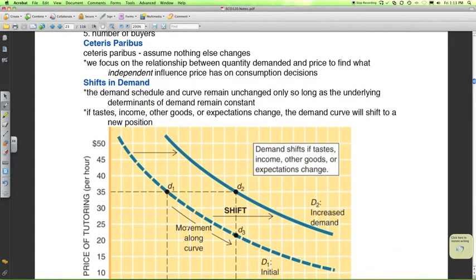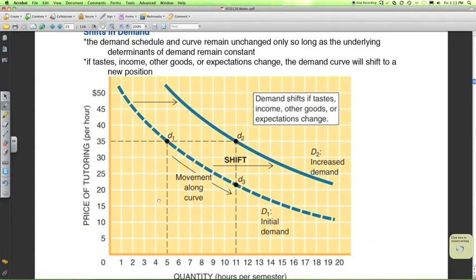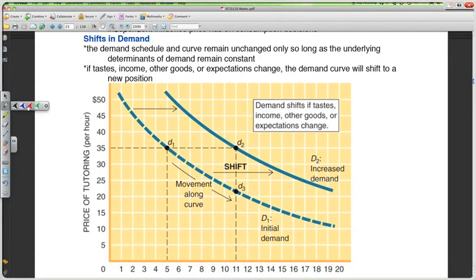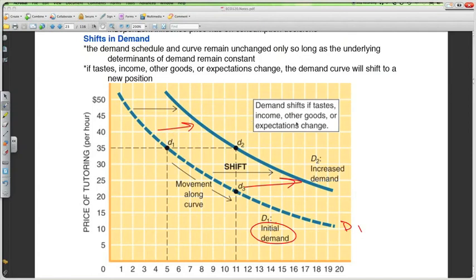So when we're thinking about changes in actual demand, we show those changes by actually shifting the demand curve. Here we can see we have this original dotted line demand. So we can call this D1, which here is our initial demand. And then when we have a change in our income, other goods, or expectations, for example, then this could increase our demand. So if we shift to the right, that means we're increasing this demand.